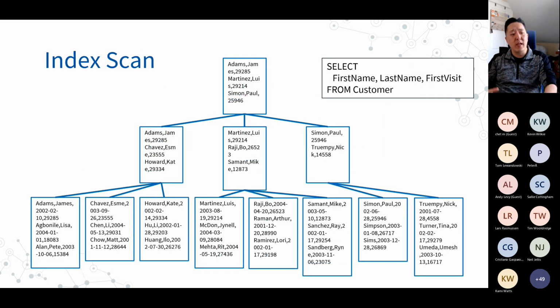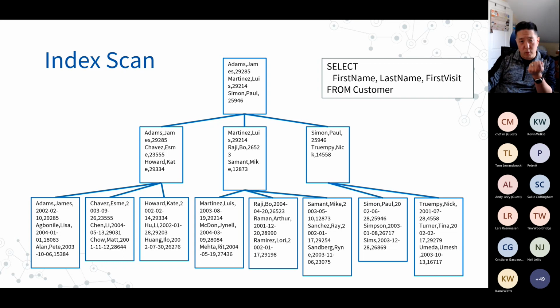Okay, so speaking of index operations, let's start talking about what it all looks like. If you look in the upper right-hand corner, I have a simple query of a select first name, last name, first visit from this customer table. There is no where clause. So because of this, we're going to have to do an index scan because we're just saying, give me all of the first name, last name, and first visits from all of the records of customer.